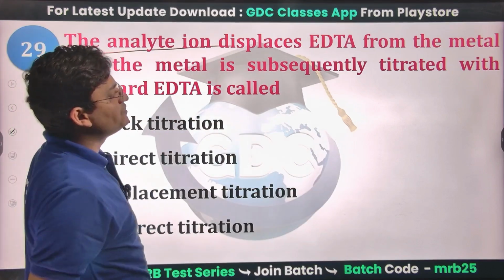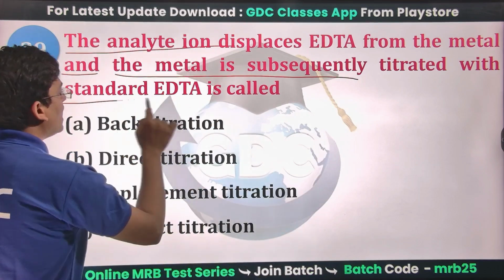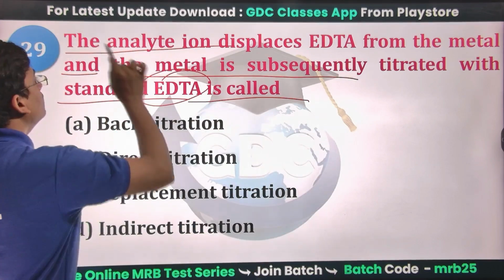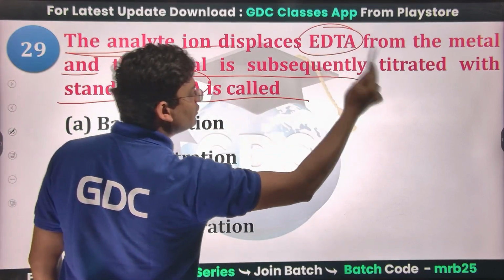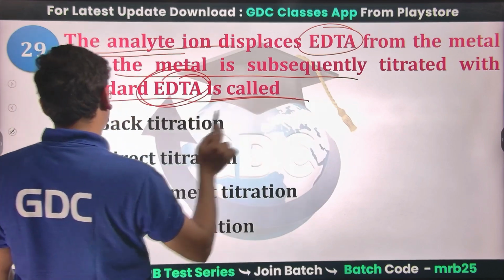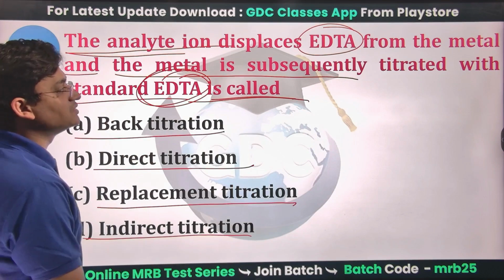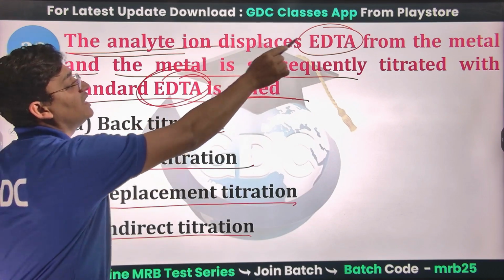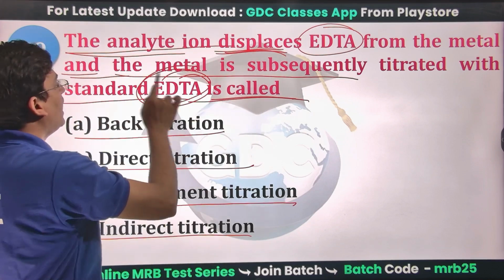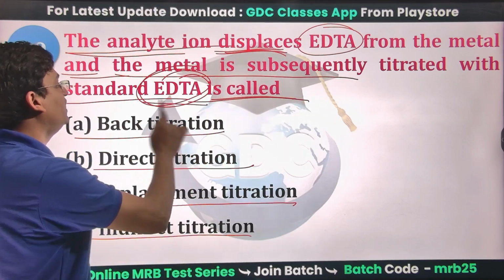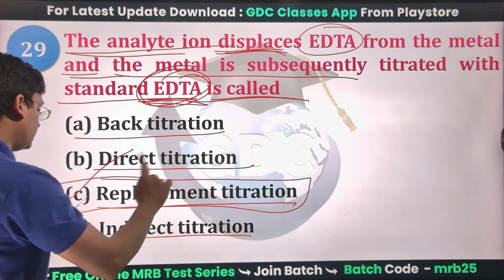The analyte displaces EDTA from the metal, and the metal is subsequently titrated with standard EDTA. This is called what? A back titration, direct titration, replacement titration, or indirect titration? First we displace, that is replace, the EDTA from the metal, and the metal is subsequently titrated again with the standard EDTA solution. So once again replaced. Yes, it's the case for the replacement titration.